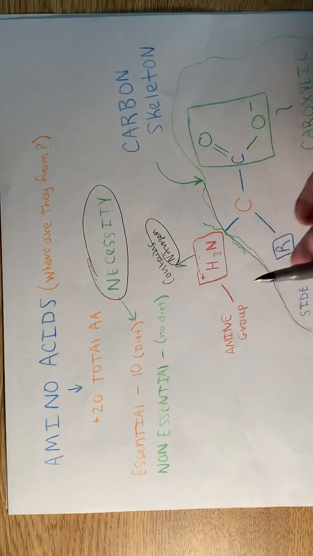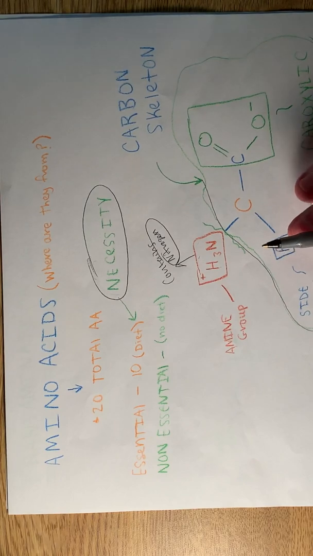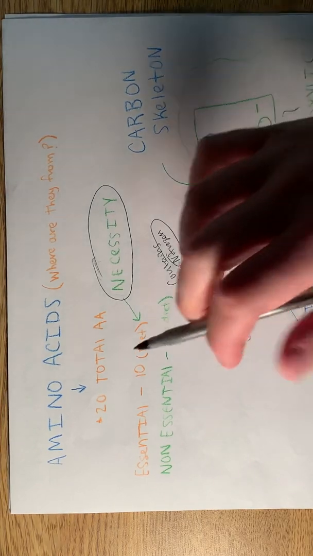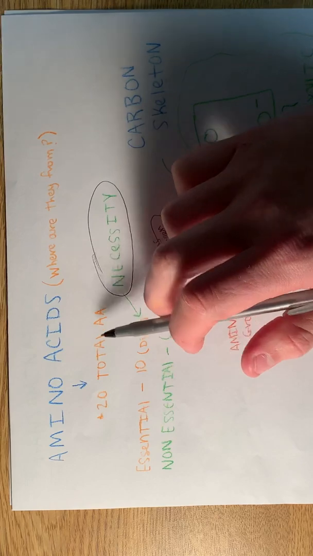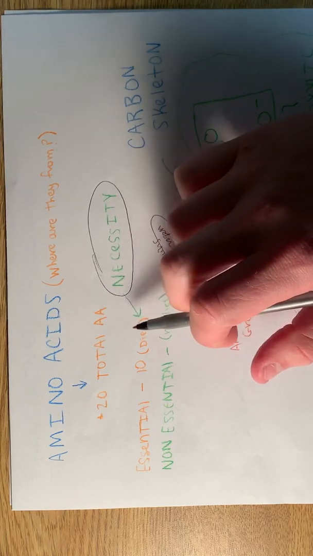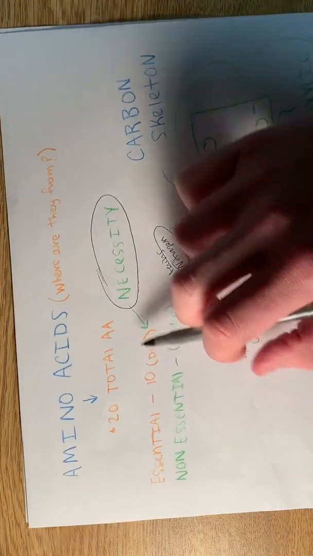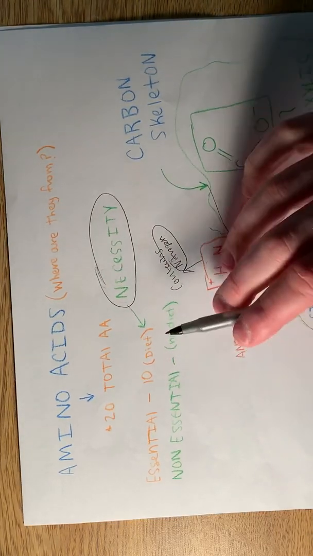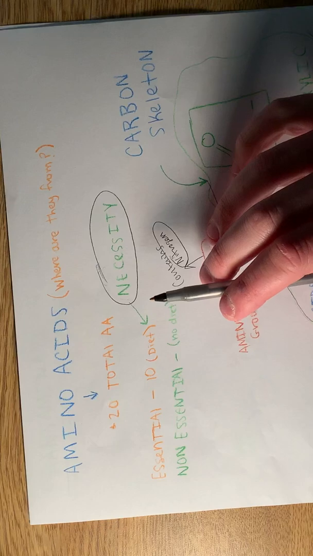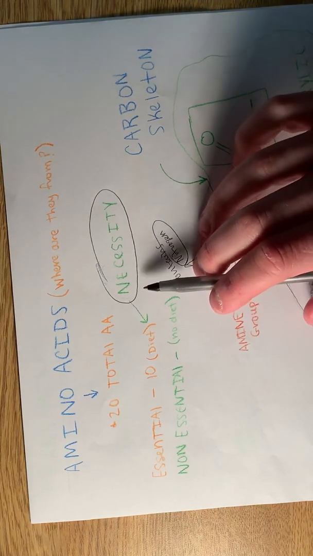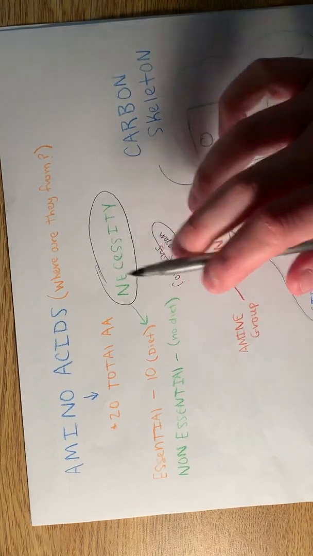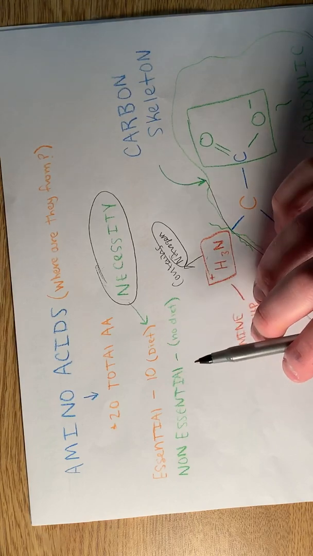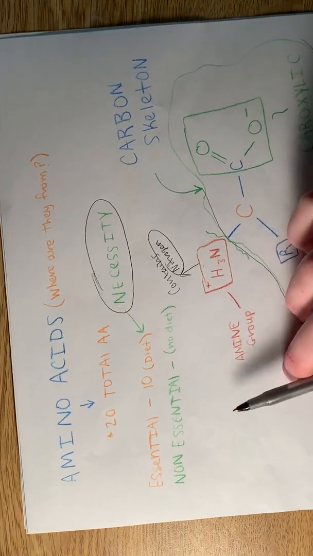Amino acids have a lot to do with transamination and oxidative deamination. Now, what are amino acids? Well, there are 20 total amino acids. There are the 10 essential and then the 10 non-essential. The 10 essential need to be put into the body through diet. We need these. Non-essential are just ones the body produces.